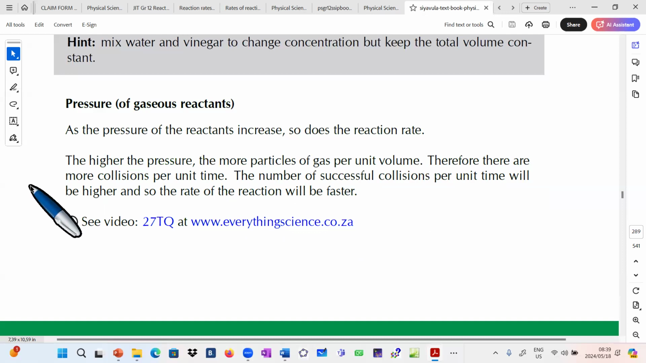Okay, let's discuss pressure in the case of gaseous reactants. We're saying as the pressure of the reactants increases, so does the reaction rate. So the higher the pressure, the more particles of gas per unit volume. A higher pressure means more particles of gas per unit volume.